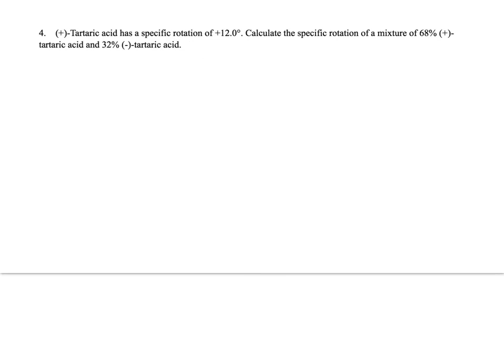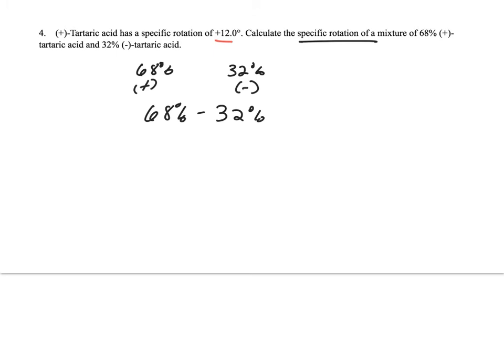Okay, the next problem. Positive tartaric acid has a specific rotation of positive 12 degrees. Calculate the specific rotation of a mixture of 68% and 32%. Okay, so if you have 68% of your positive and 32% of your negative, well, 68% will cancel out 32%. So we need to subtract these. So 68% minus your 32% equals 36%. This will be your excess.